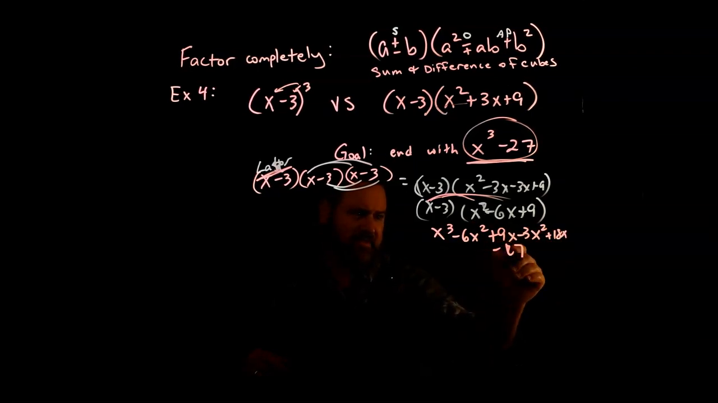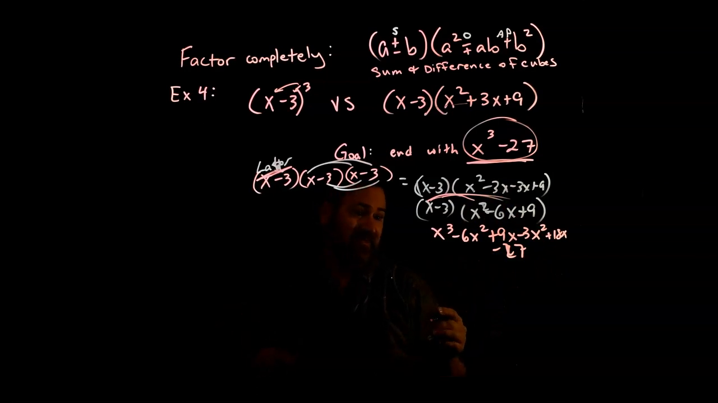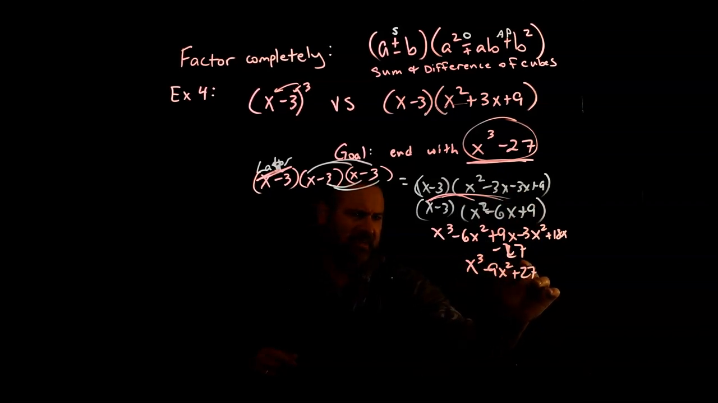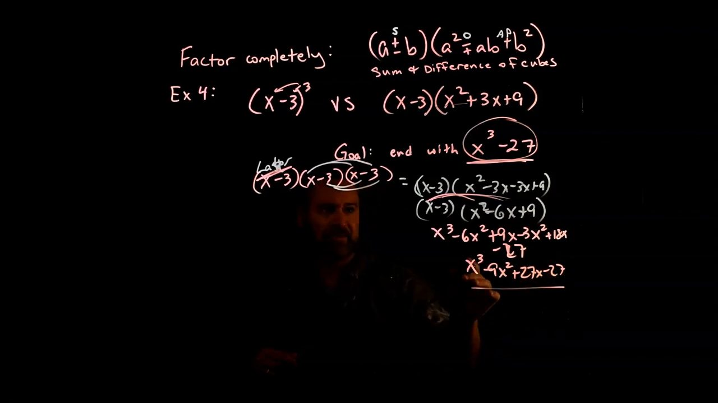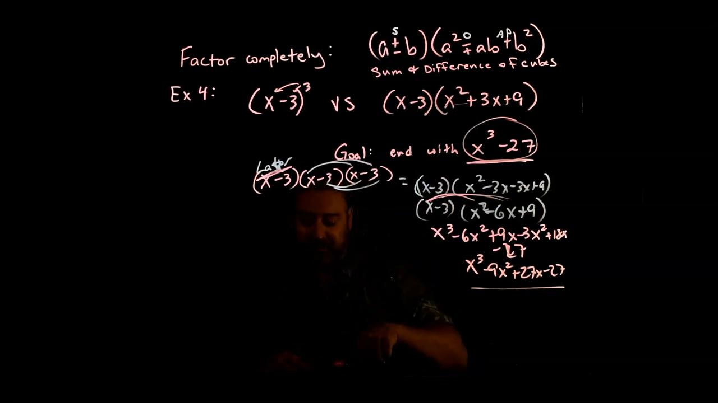Plus or minus 27. So you end up with something really quite different. Nothing cancels. You're going to have a polynomial left over. It's going to be to the third power, but there's all this extra stuff going on. So x to the third minus 9x squared plus 27x minus 27 is what we're left with, which is not what we wanted. Well, let's compare it to what we know should work.